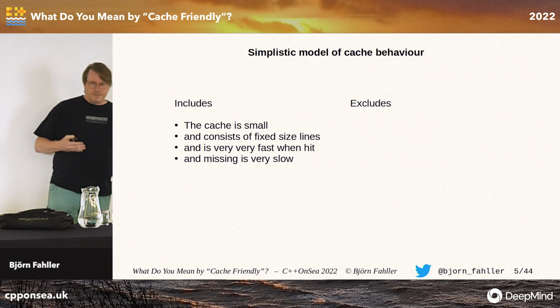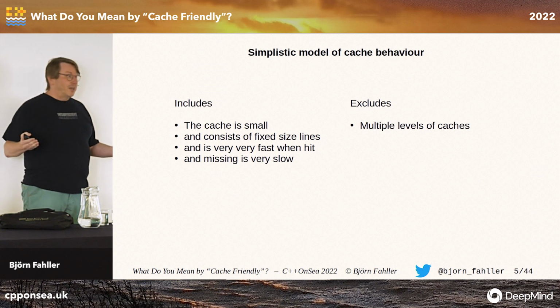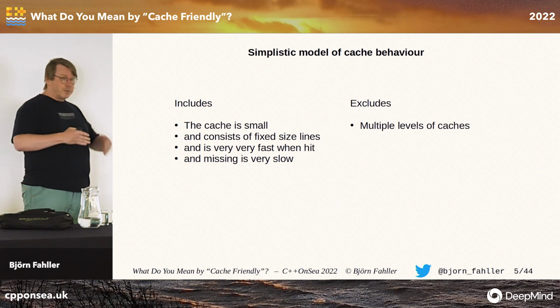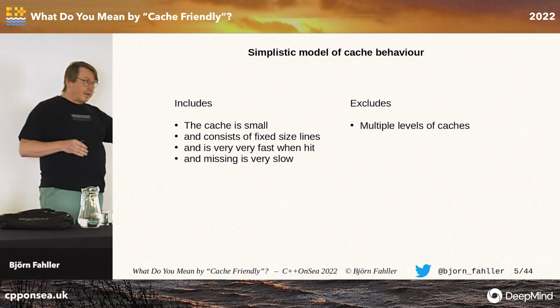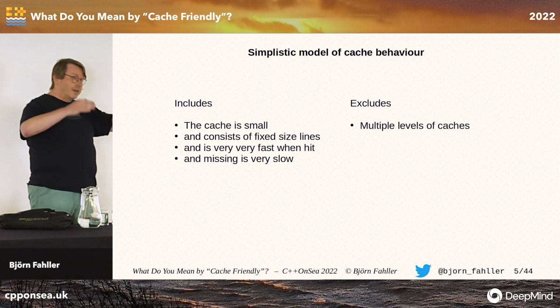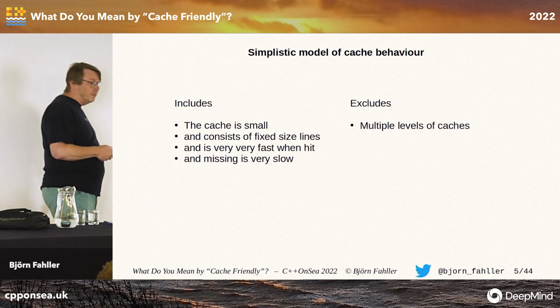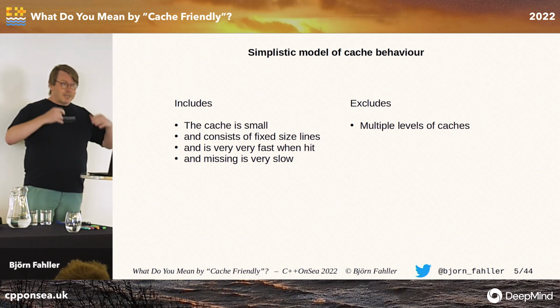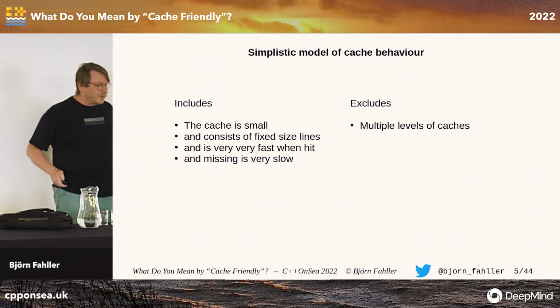But since this is a simplified mental model, it excludes something. For example, it excludes that pretty much every single CPU in existence today has multiple levels of cache. It's a hierarchy. So you typically have a small level 1 cache per core. Then you have maybe level 2 caches that perhaps are pairwise for cores, and then you have a level 3 cache that is shared by all CPU cores. It depends. This actually differs from CPU to CPU, but in this mental model, I actually don't care. I care that it's small.